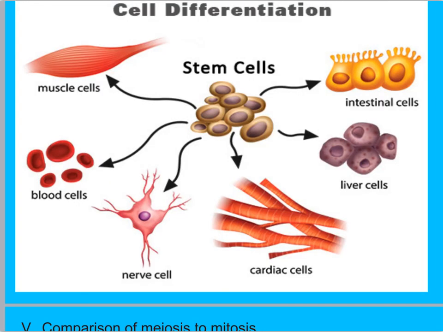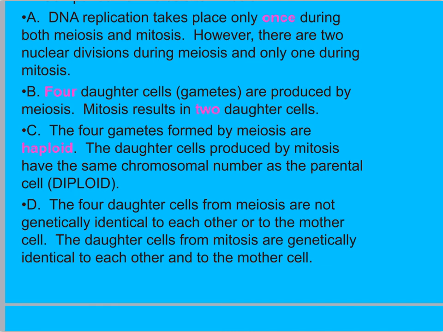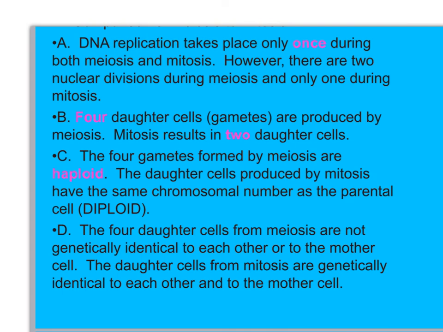So differentiation, again, that's when stem cells become all the other cells in your body. So that embryo will develop the muscle, the blood, the nerve, and all the other cells. So that brings us to comparing. We like to compare and contrast things in science. So if you're comparing and contrasting mitosis and meiosis, then they have some things in common.